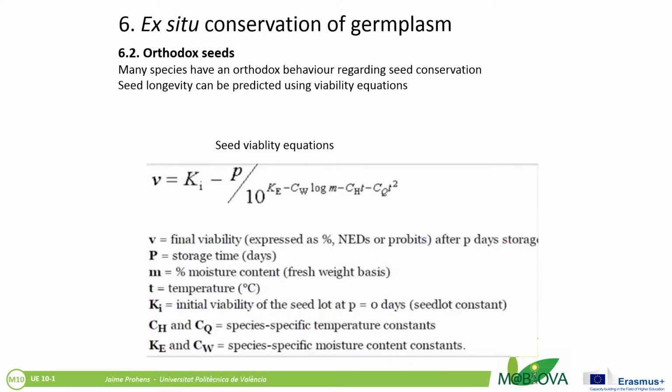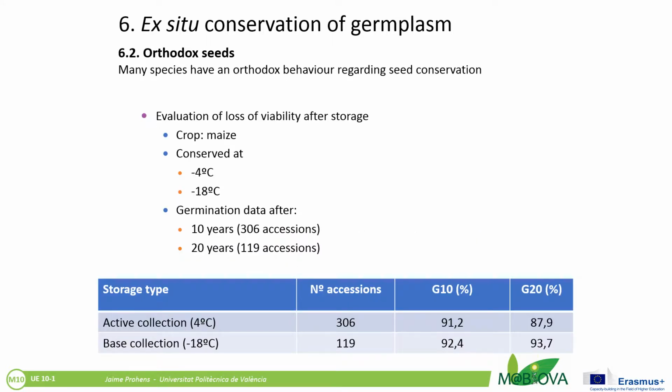Also, a precise determination of seed longevity can be calculated using seed viability equations, which using different parameters can determine the viability of seeds after a certain period of storage. In a study in maize, it has been found that at 4 degrees centigrade, the viability almost did not decrease after 20 years in storage, but this effect was more pronounced when stored at minus 18 degrees centigrade.